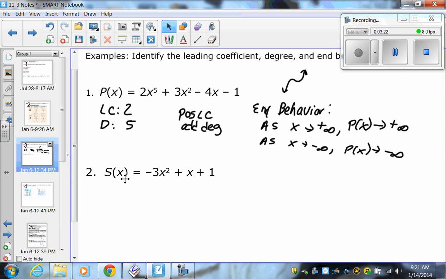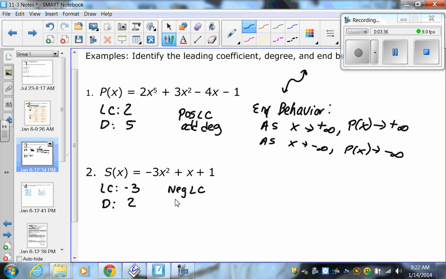Let's try another one. So our leading coefficient is -3, and our degree is 2. So ultimately, we have a negative leading coefficient and an even degree. So again, pause the video, look at your chart, find the box that's labeled for a negative leading coefficient and even degree, which would be the bottom right-hand box. So we know our graph is going to ultimately do something like this as far as the ends are concerned. Whatever happens in the middle, we're not worried about.